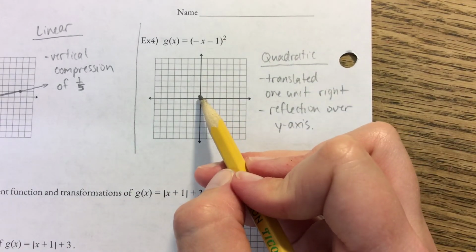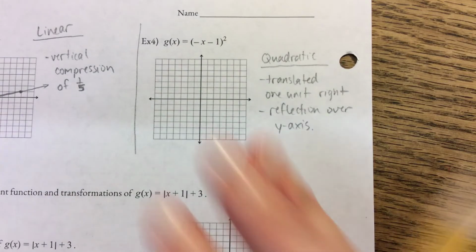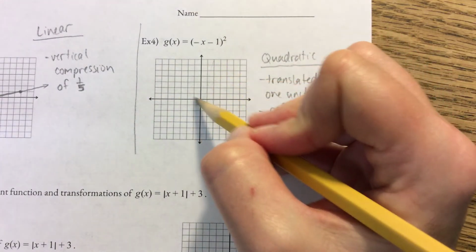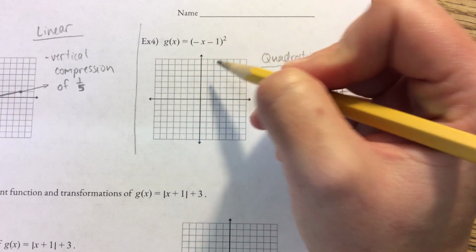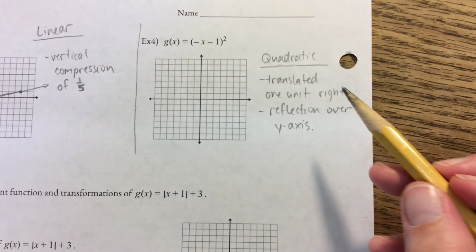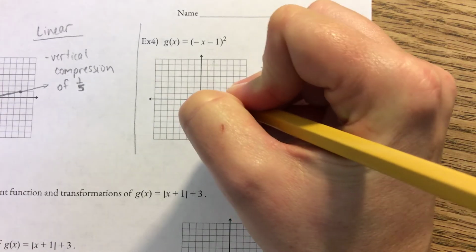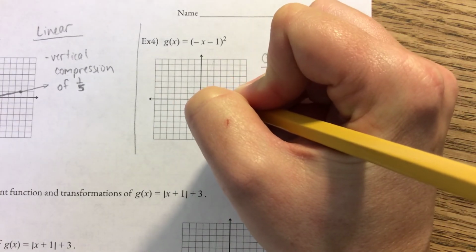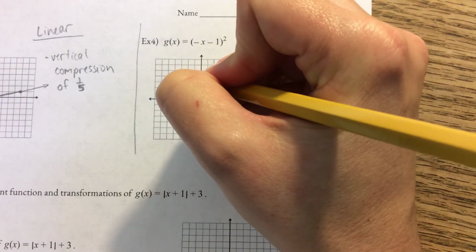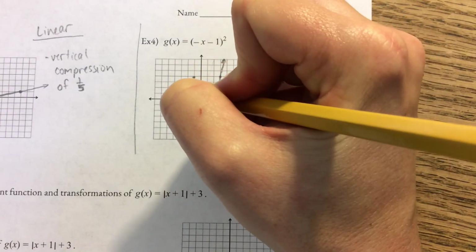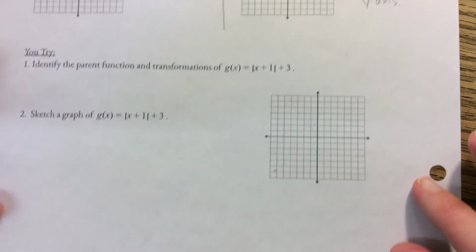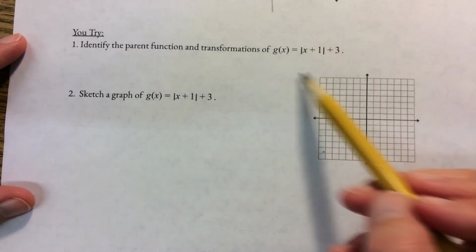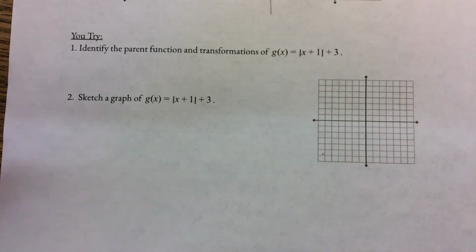So right here, if I take it and reflect it over the y-axis, if I think about a parabola and reflecting it over the y-axis, it's not going to look any different because it mirrors the y-axis there. So then I'm going to move it 1 unit to the right, so that would move it over to here. And there's my sketch. Okay, so for your 2, you're identifying the parent function, and then you're given a sketch of the graph over here.